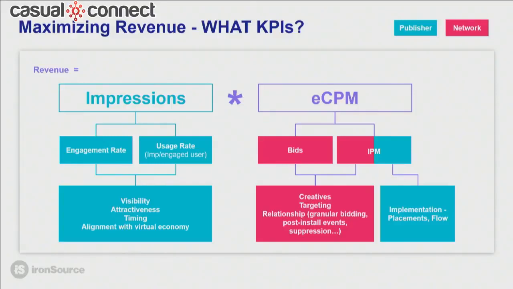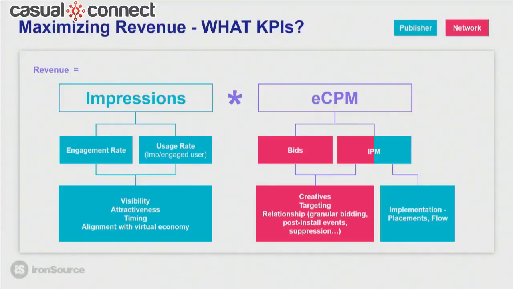Most of the eCPM that you will get is determined by the network itself, and it depends on how well the creatives that the network is using, how well the targeting is, how well the relationship with the advertisers is, dynamic bidding, suppression lists, many, many tools for ad networks to make sure the eCPM is the highest possible. But even on the eCPM side of the equation, the publisher has an influence on the eCPM that you get, and it's via IPM. IPM means installs per 1,000 impressions, right?